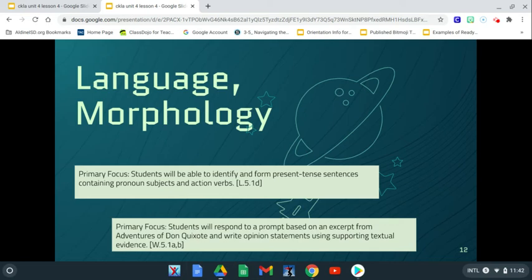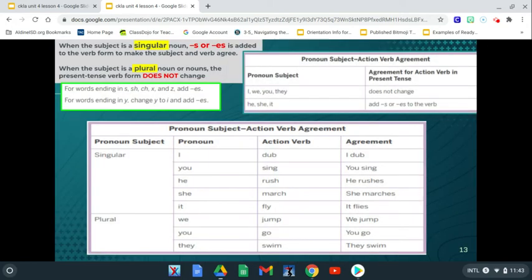So today we're moving on to our language and morphology. Our focus today for language is that we're going to identify and form present tense sentences that contain both a subject and an action verb. And then for morphology, we're going to respond to certain things and use those append statements using our textual evidence that we've learned throughout this lesson. So let's dive in to see more about what we're going to be encountering in this lesson today.